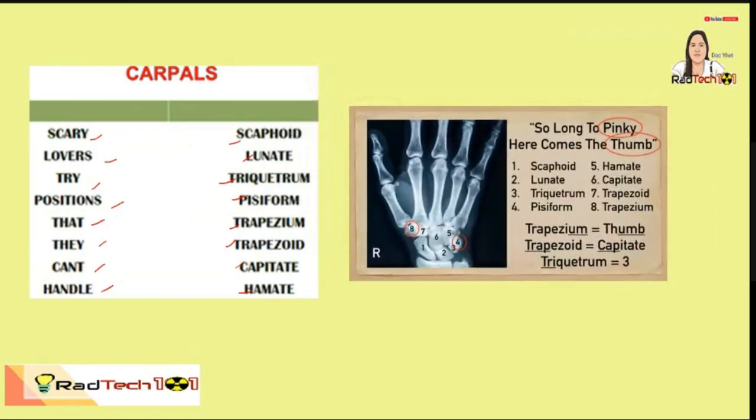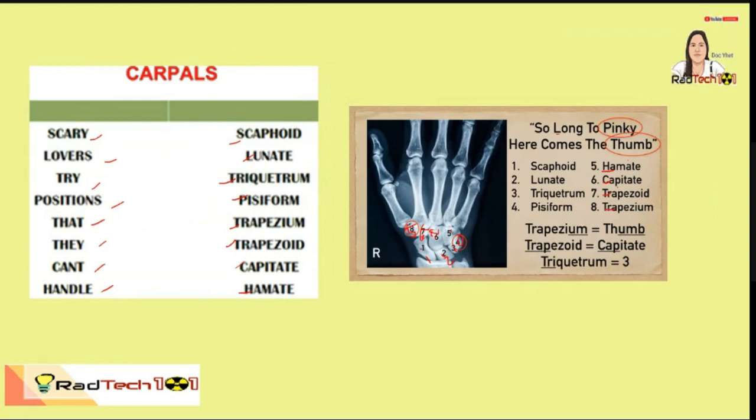I also have another mnemonic here. So long to pinky. Here comes the thumb. If you can remember my numbering earlier, we have 1, 2, 3, 4, 5, 6, 7, 8. Ito iba yung pagkaka-number niya. Nag-start naman siya dito sa 5, 6, 7, 8. So ito naman, based sa numbering natin kanina, scaphoid, lunate, triquetrum, pisiform. So long to pinky. Here comes the thumb.